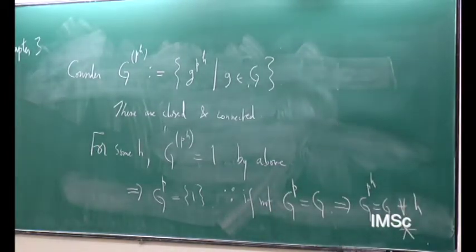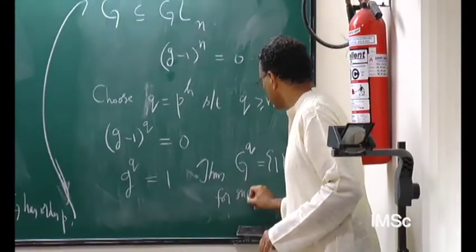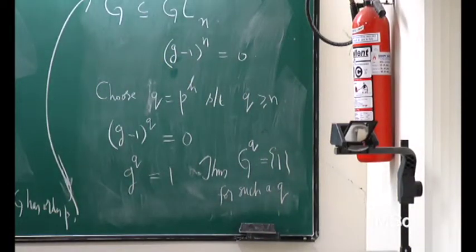That is because you choose a q which is beyond n, G^q equal to 1. G was arbitrary here, G was for all G. Thus G to the q is equal to 1 for such a q. Is this clear? Yeah. Okay.